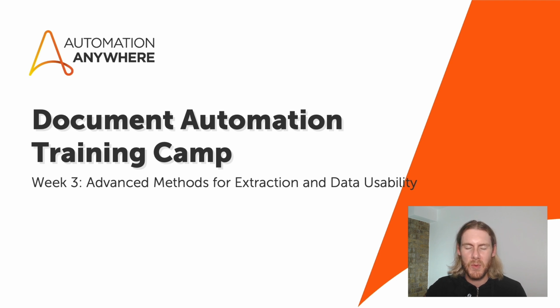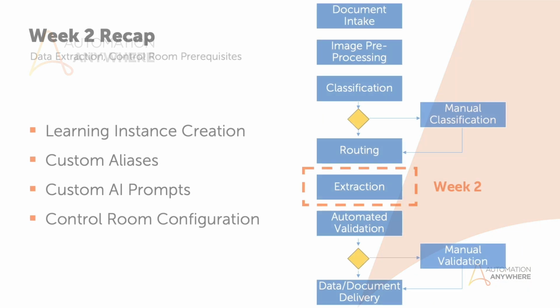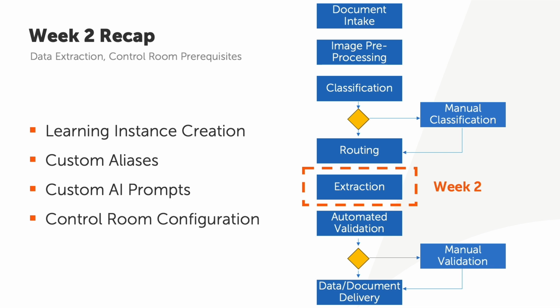Before we go through what's in store for week 3, let's do a recap. So week 2 was awesome, and you built and honed your skills with regards to extraction. Firstly, you learned how to create a learning instance, the cornerstone of any document automation program. You then learned how to create custom aliases, which can be super useful if there are some fields in the document that may have different labels.